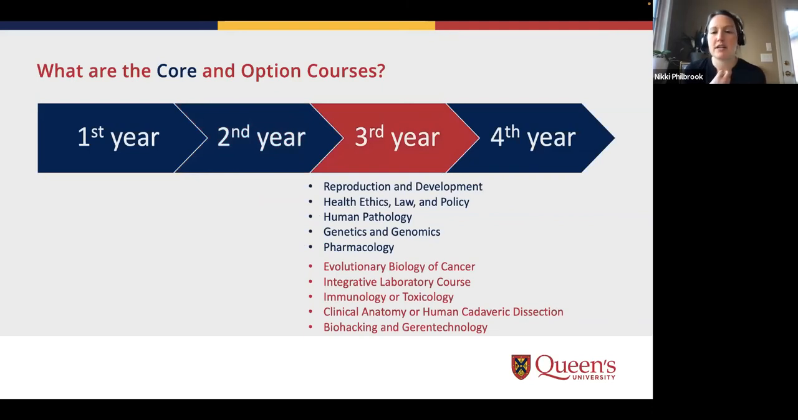Carrying on in third year, our core courses are reproduction and development, health ethics, law and policy, human pathology, genetics and genomics, and pharmacology. And then some of our options that students really enjoy taking are evolutionary biology of cancer, integrative laboratory course. You can choose any number of courses, and you'll notice we cannot fit the whole curriculum, particularly for third and fourth year, on a slide because the option numbers increase as you increase in years, and the number of core required specific courses decreases as you go up in years.